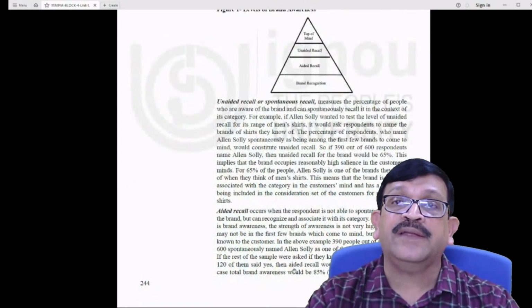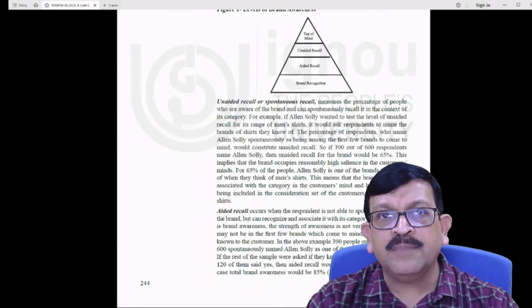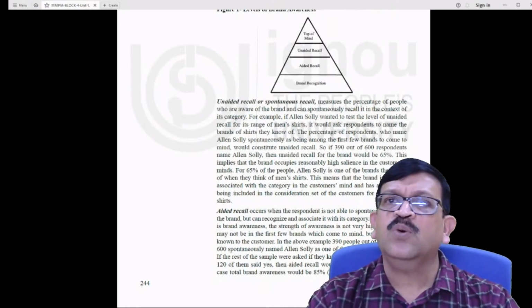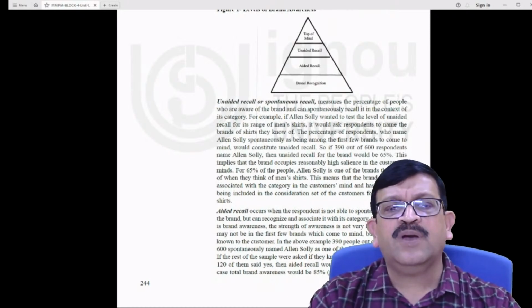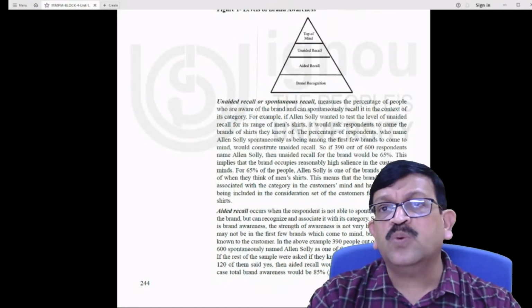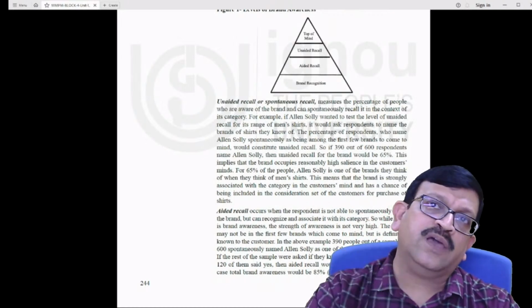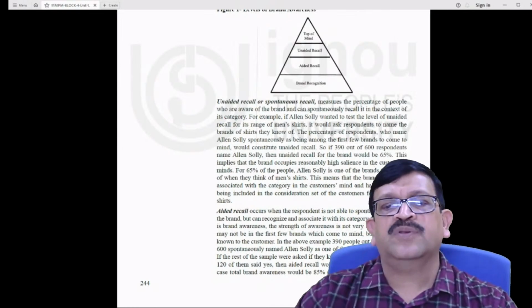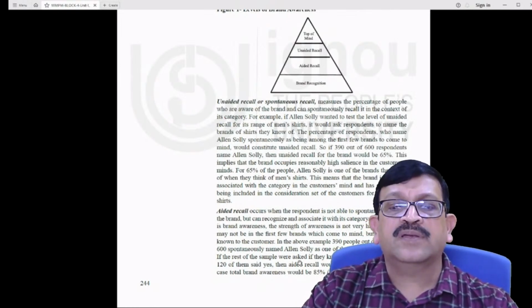So what would be the aided recall? It is like I'm aiding that process that, do you know about this brand? And then they say, oh, I know about this brand. So let's say 120 of them say. So it's about 20% of them. So what would be the total brand awareness? Both the aided as well as unaided. That would be 65% and the 25%. That would make it 85%.